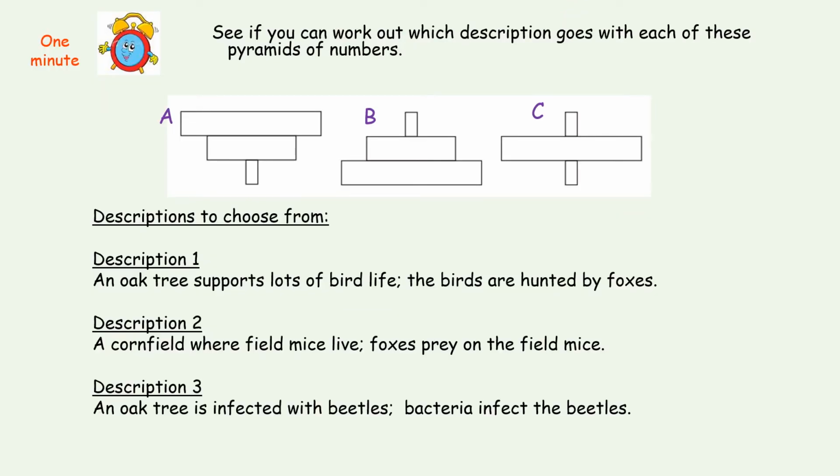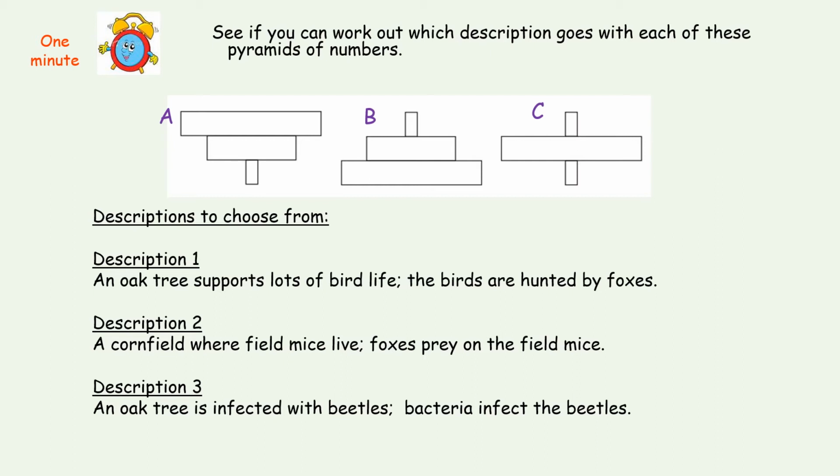Now let's see if you can work out which statement goes with which pyramid. Give yourself 1 minute and pause the video before I go over the answer. So for description 1, it says an oak tree supported by lots of bird life. The birds are hunted by the fox. Description 2 is a cornfield where field mice live. Foxes prey on the field mice. And description 3 is an oak tree is infected with beetles. Bacteria infect the beetles. So the answer would be that description 1, an oak tree supports lots of bird life. The birds are hunted by foxes, would match to C.